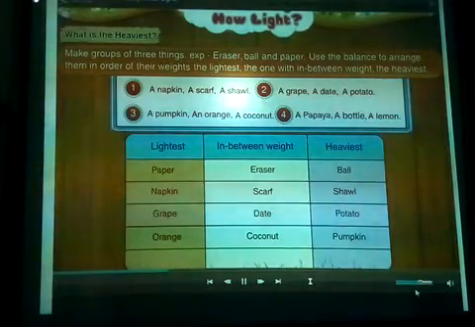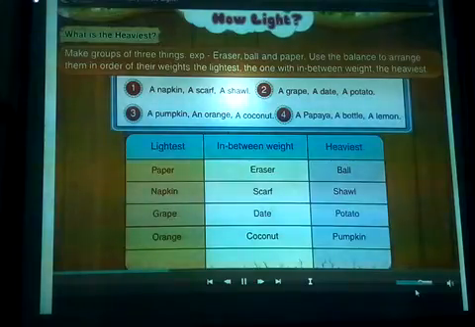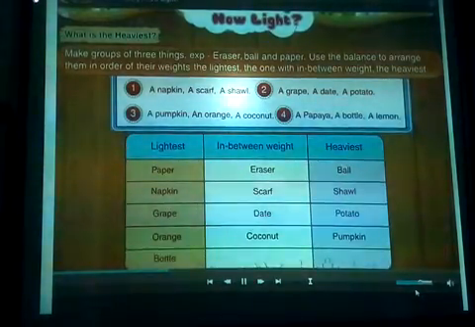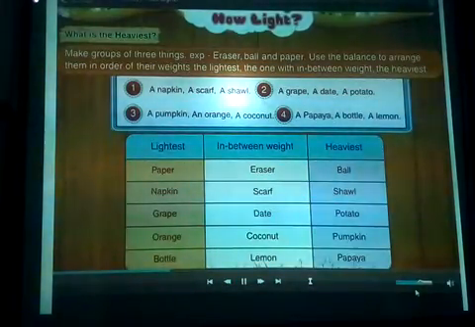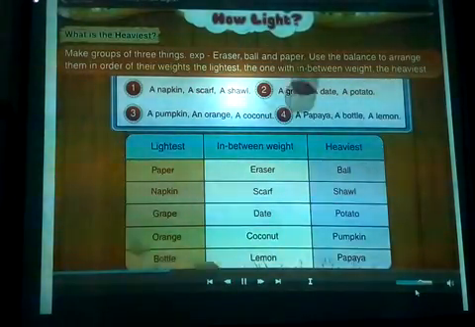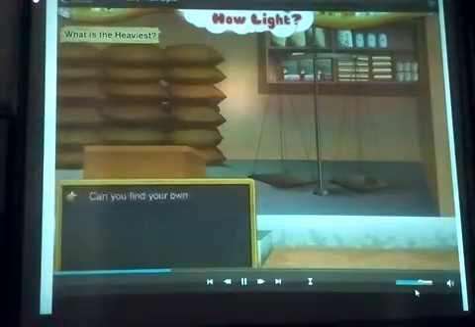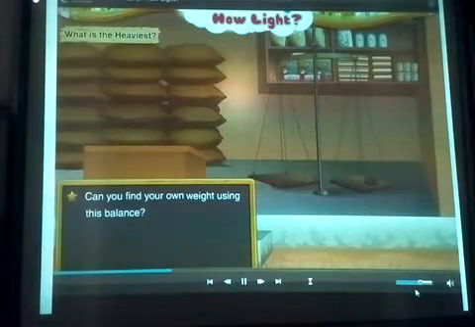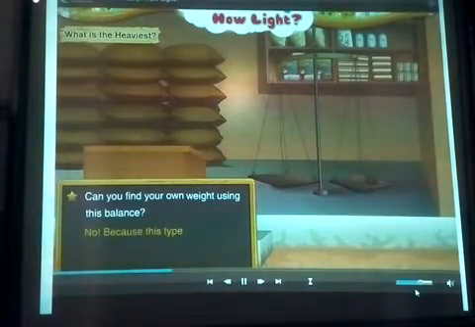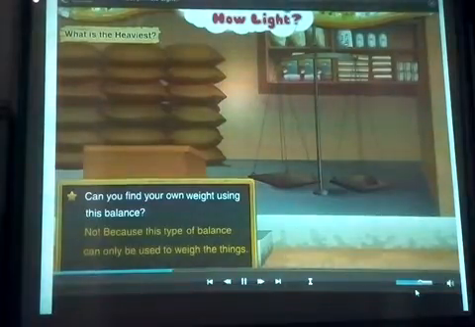Papaya, a bottle and a lemon. Among these 3, the bottle is the lightest, the lemon has the in-between weight and the papaya is the heaviest. Can you find your own weight using this balance? No, because this type of balance can only be used to weigh things.